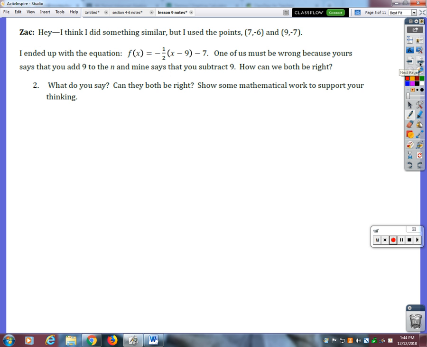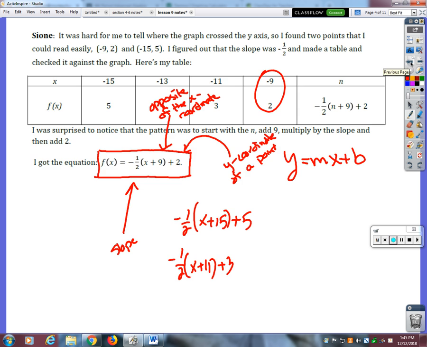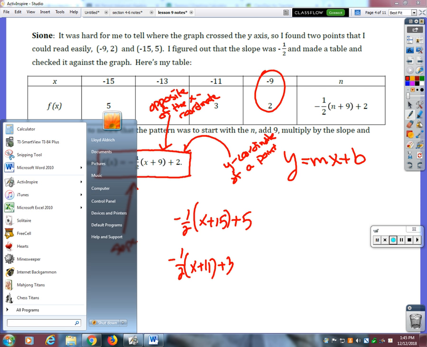All right, Zach says, hey, I did something similar, but I used different points. And so he said, same thing, this is the slope, right? Opposite of this is negative 9, that one stays the same, negative 7. And he goes, I ended up with the equation, one of us must be wrong because yours says that you add 9 to the x and mine says that you subtract 9. How can we both be right? So for that we need to do what Luis did on the last one. And we need to distribute.